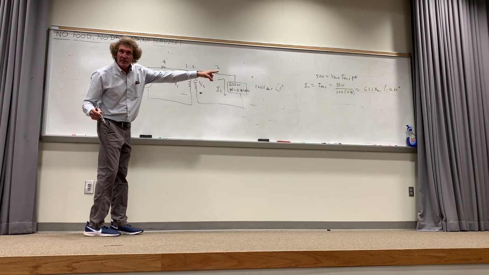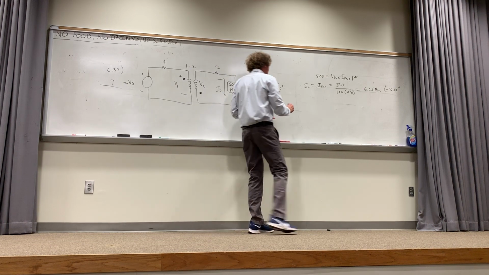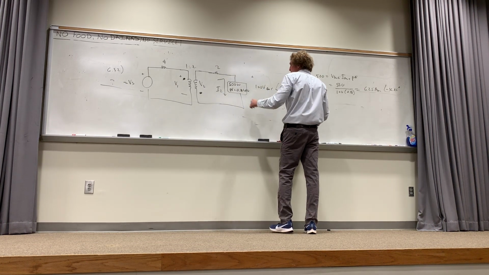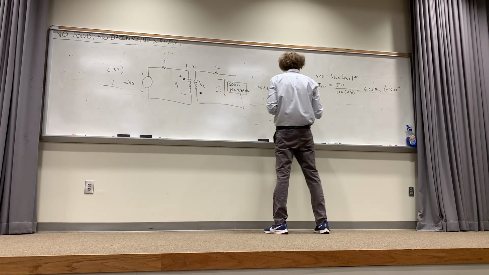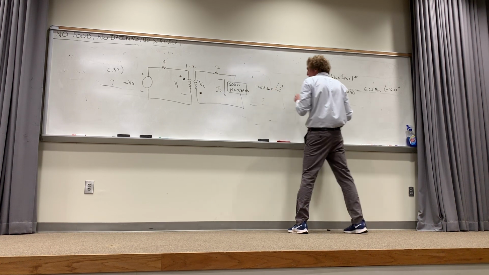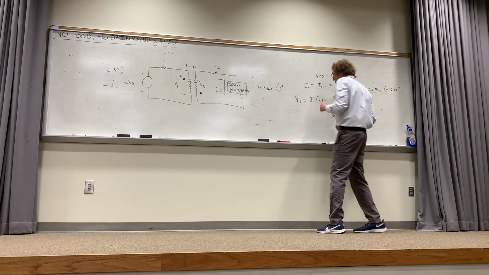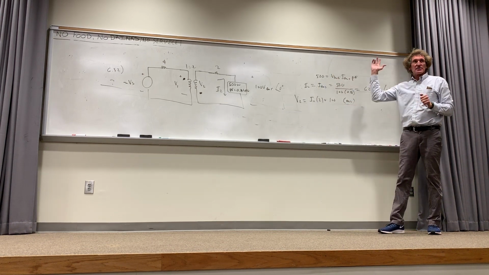Now you'll notice I have I2, right? So this voltage V2 will be equal to I2 times 2 plus 100. And it will be RMS. Does everybody see that? Give me a show of hands if you do.